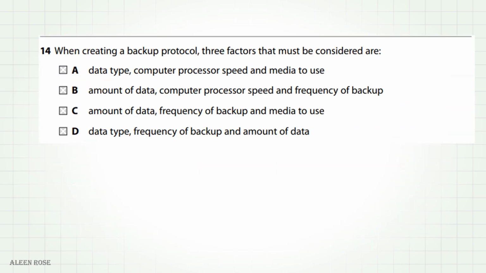Creating a backup protocol: the amount of data, the number of times it should be backed up, that is the frequency of backup, and what type of media is supposed to be used. These are the three factors that should be considered when you decide to back up your data. And therefore, C is the right option.